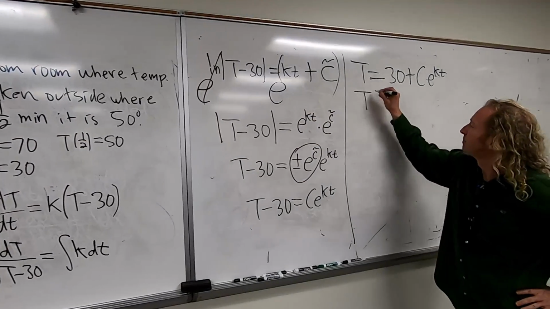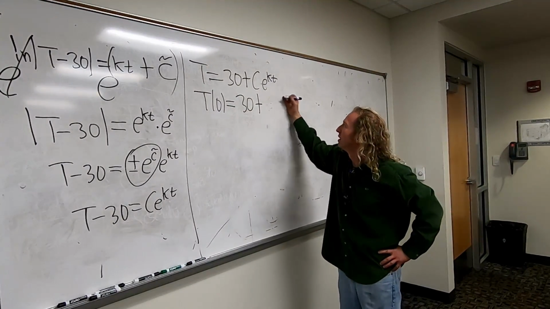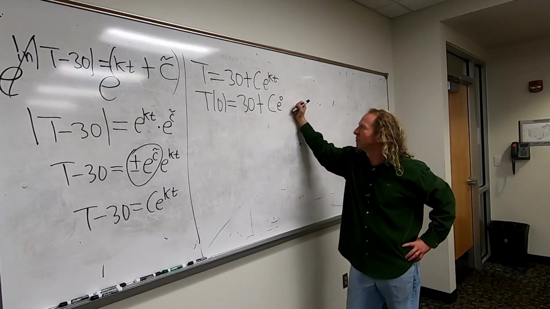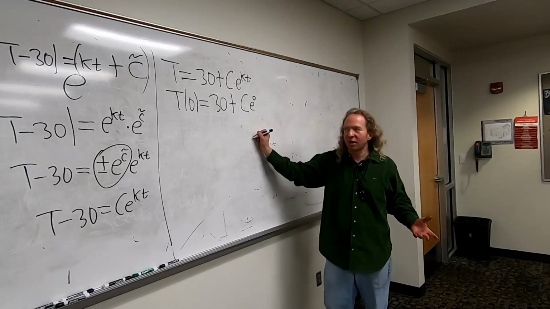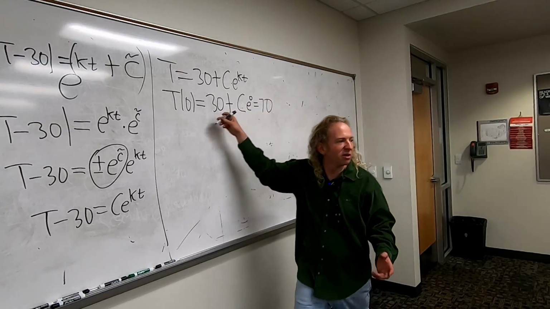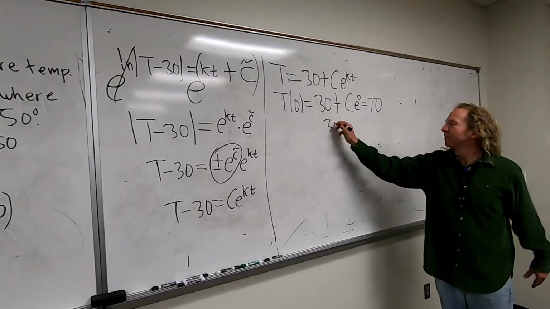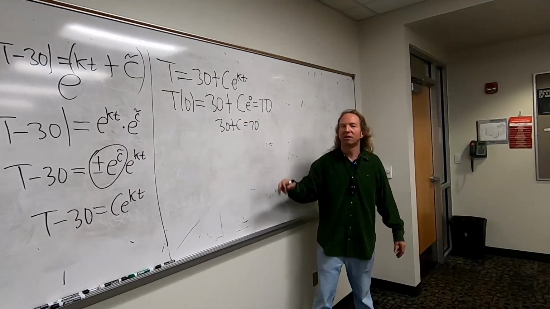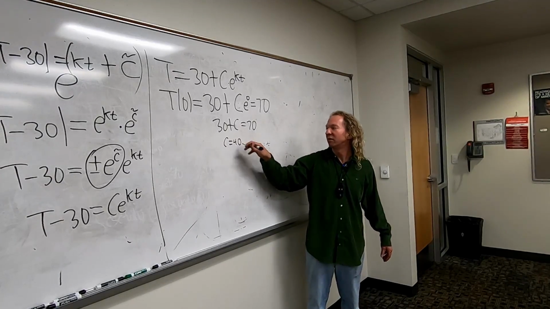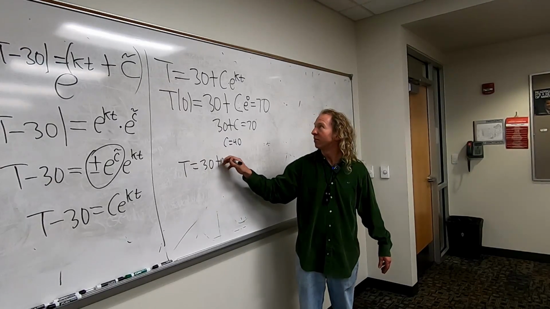So T of 0 is 30 plus c e to the 0, right? So isn't that just c? Yeah, I don't know why I got confused. And that's equal to 70, right? It's this one here. So this is 30 plus c equals 70. That means c equals 40. So I'm going to plug it back into this. We have T equals 30 plus 40.